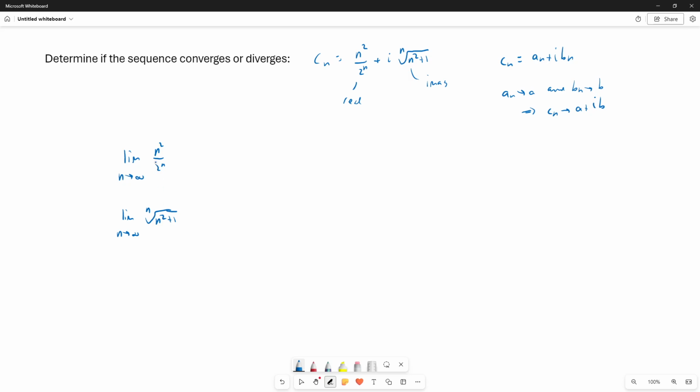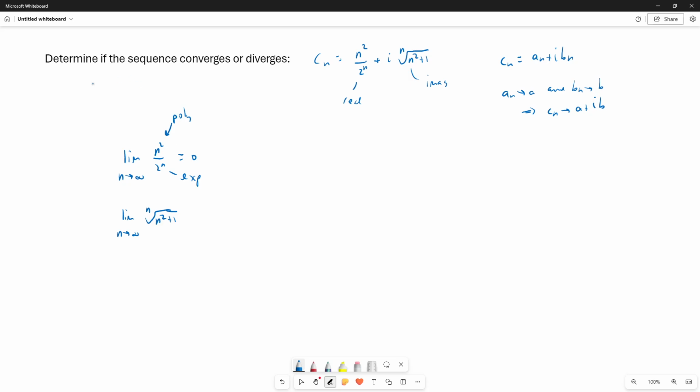So we'll talk about these intuitively, and then we'll do them in rigorous detail. So intuitively, this n squared is a polynomial, and on the bottom 2 to the n is an exponential. As n grows, the exponential will grow faster than the polynomial, and so this limit should be 0. And we can use L'Hopital's rule twice to verify that. And let's do a little bit of numerical investigation first, just to see this growth.